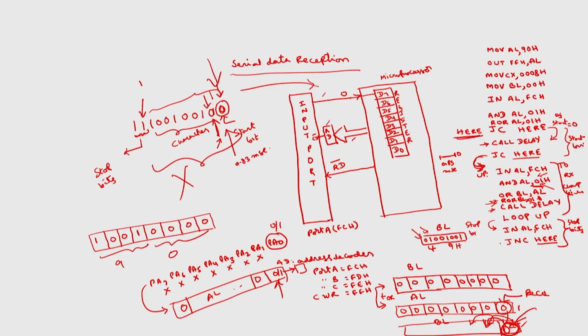Once this bit is 1, it will come out of the loop, which means the first stop bit is 1. Then I have to call a delay. Then you have to check for the second stop bit also. Again IN AL, FCH, same logic. Jump not carry means the second stop bit is not 1. So, in that case also I will go again to the starting of this logic here itself. So, again I will start from the start bit onwards, because that is not a valid character.